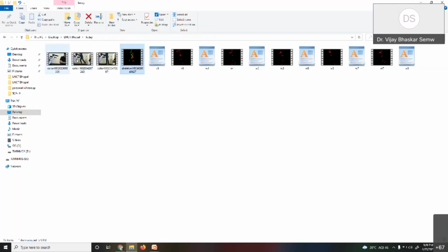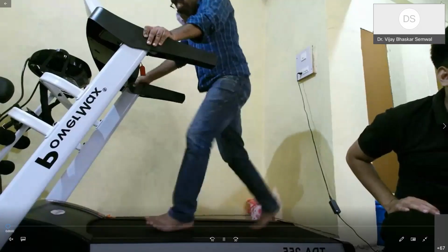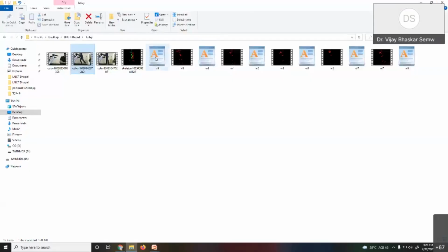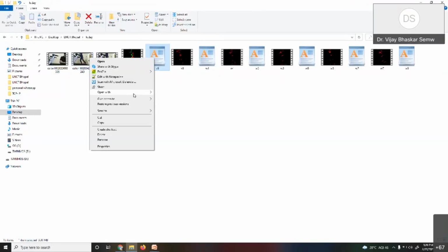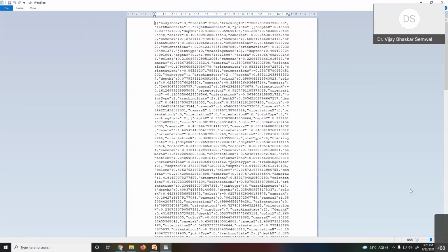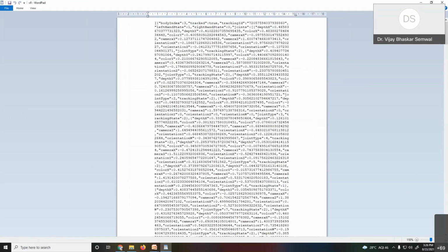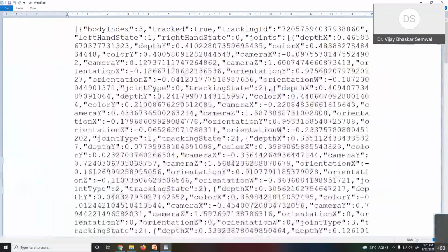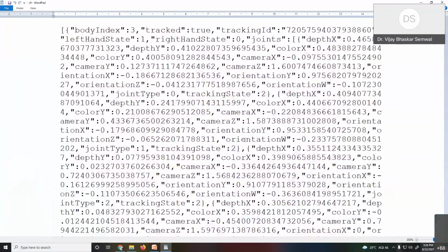These are the activities which are being performed. These are the data over the treadmill where a person is walking, and we are capturing Kinect data. The data is recorded into a JSON file, a JavaScript object file. You can see what kind of data we are capturing. So that you can visualize, the data is coming in this form.